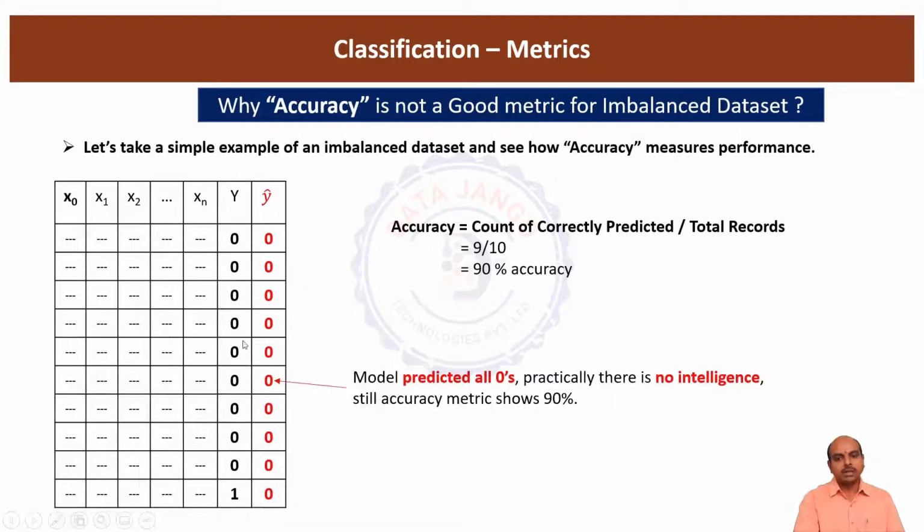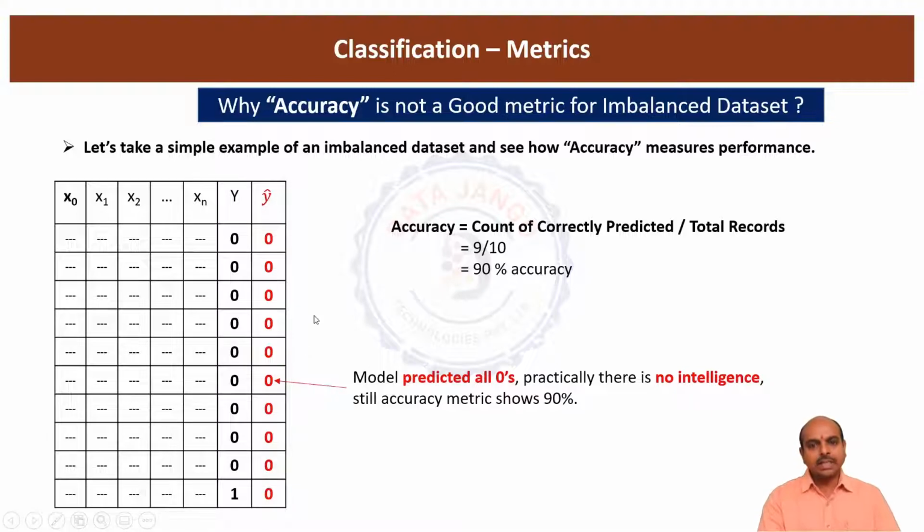Suppose there is a model which is predicting all zeros. The y cap is all zeros here. The accuracy measure is calculated like this: count of correctly predicted divided by total records. That's the formula for the accuracy score. The count of correctly predicted is how many? 9, and total is 10. So we got 90% accuracy.